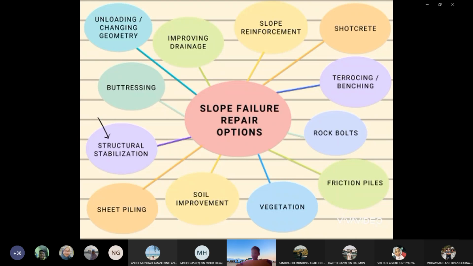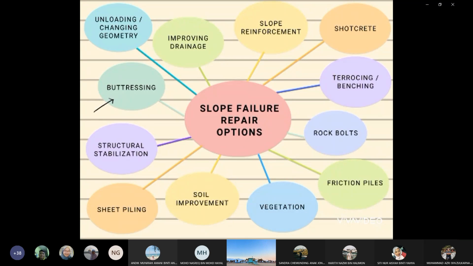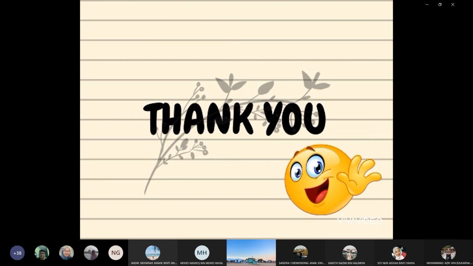Next, structural stabilization. There are five types of it. For example, the retaining wall. It is a wall designed to hold a substantial amount of soil behind it in place, and it is very expensive. And the last one, buttressing. It happens when we over-excavate the cut slope. That's all from me. Thank you.